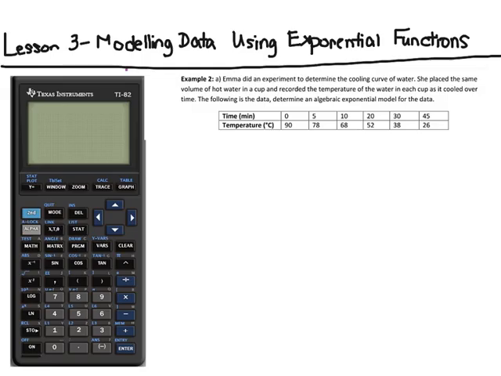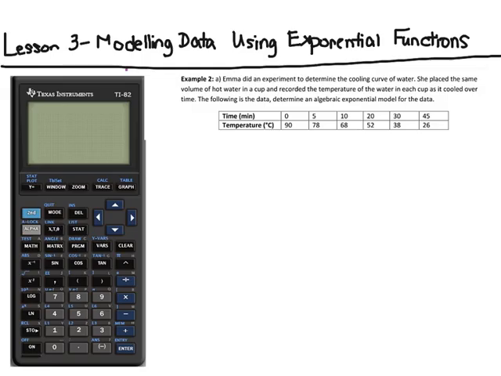Okay, example 2. Emma did an experiment to determine the cooling curve of water. She placed the same volume of hot water in a cup and then recorded the temperature of water in each cup as it cooled over time. The following data is given. Determine an algebraic exponential model for the data.